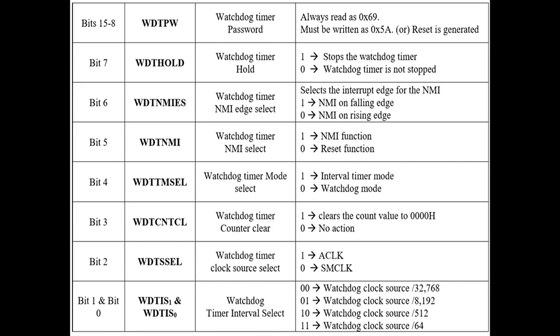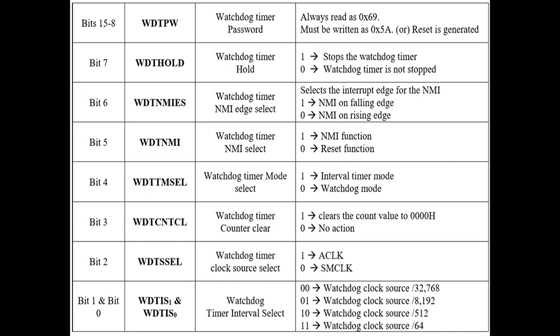Next, if you want to clear the watchdog timer counter value, that value is 1. That is WDTCNTCL: WDT means watchdog timer, CNT means counter, CL means clear. Next, watchdog timer mode select. We are selecting the interval timer mode or watchdog mode. 1 means interval timer mode, 0 means watchdog mode.